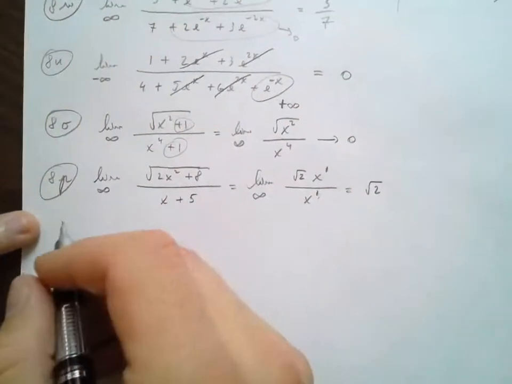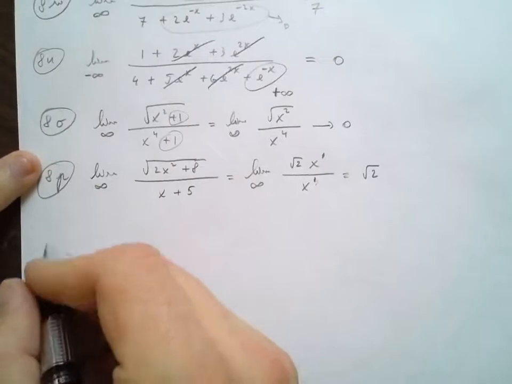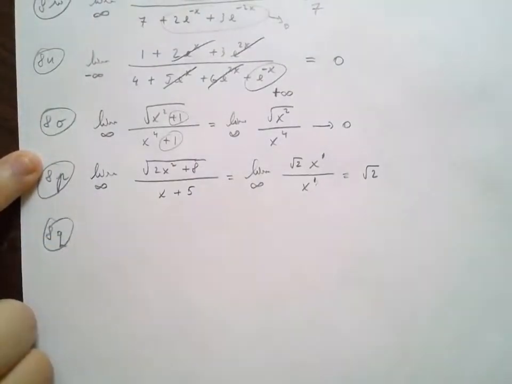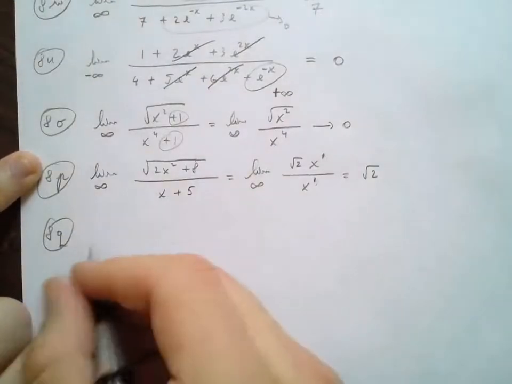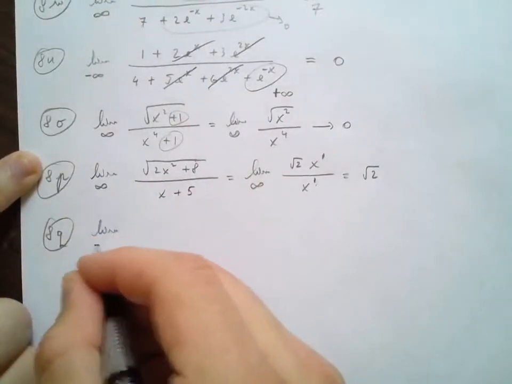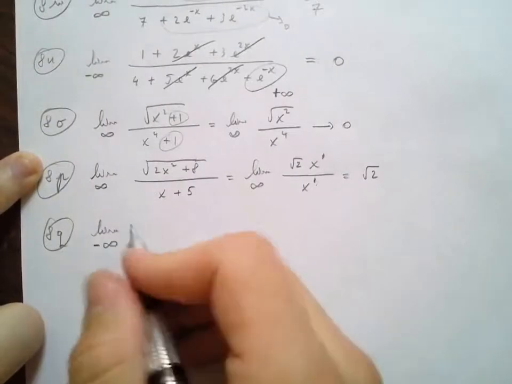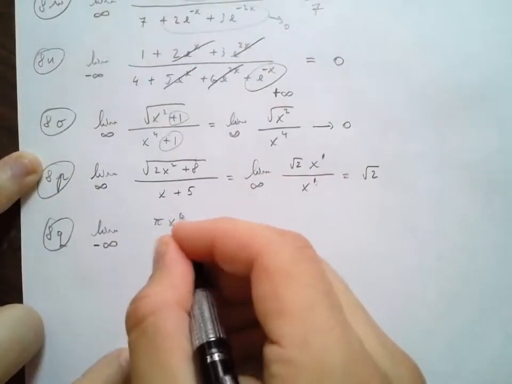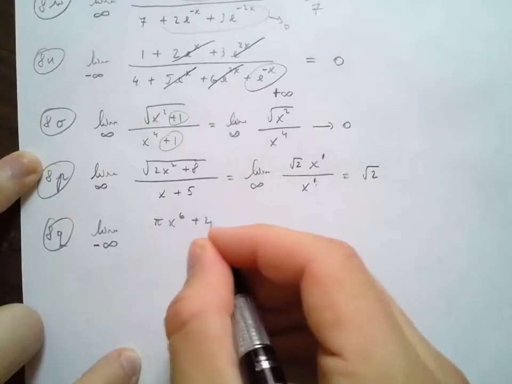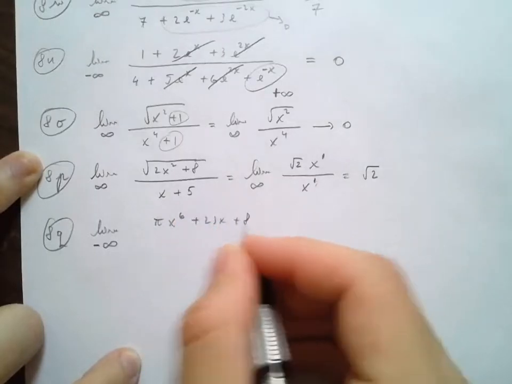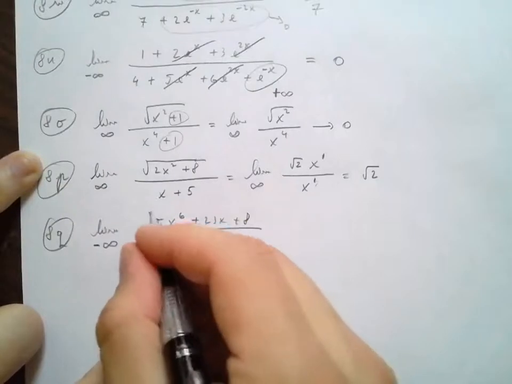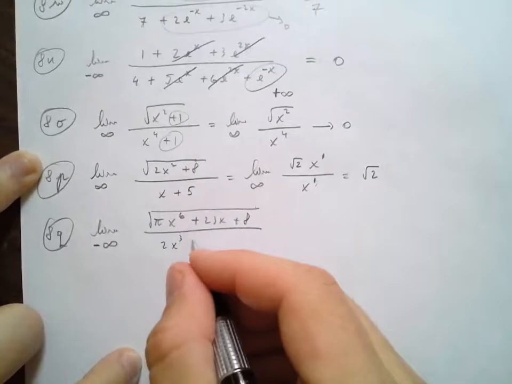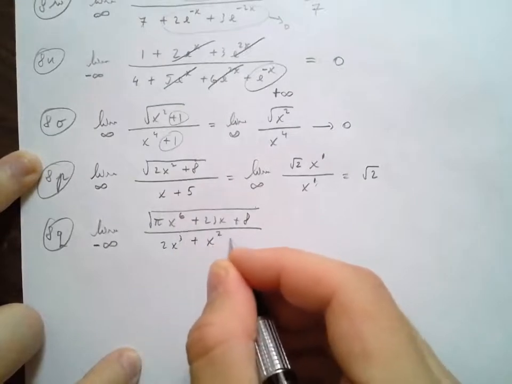Okay, let's do another one that's kind of similar to this, and I think this is the last limit question. And we have the limit this time at negative infinity of the square root of pi x to the 6th plus 23x plus 8, all over 2x cubed plus x squared plus 1.